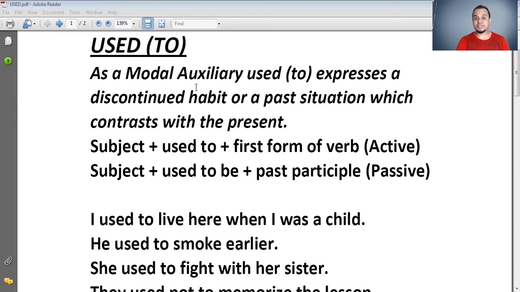As a modal auxiliary, used to expresses a discontinued habit or a past situation which contrasts with the present. As a modal auxiliary, used to expresses.